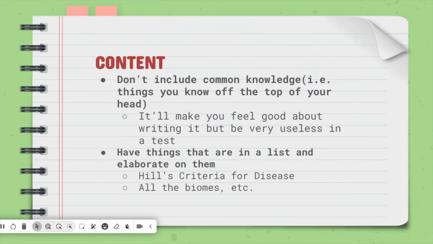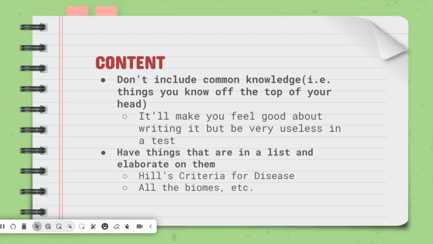Alright, so as I mentioned, obviously don't include common knowledge things that you can know off the top of your head. Like, if you're doing anatomy for next year, don't put the parts of a neuron, because that's just wasting space. It'll make you feel good about writing it, but boosting your ego is not very useful in a test. So have things that are in a list, especially, and you can elaborate on them.